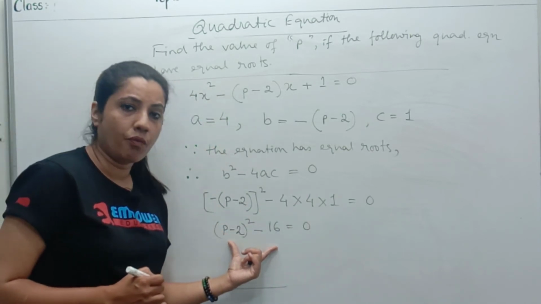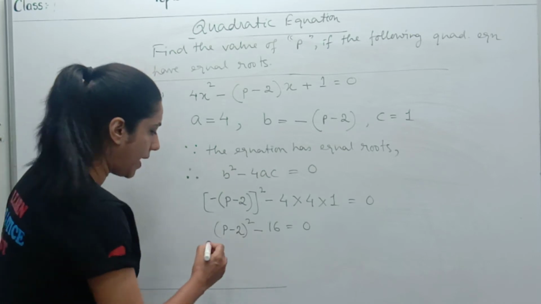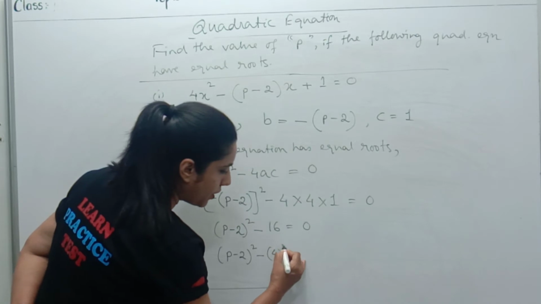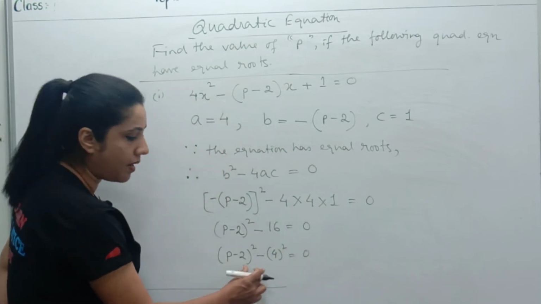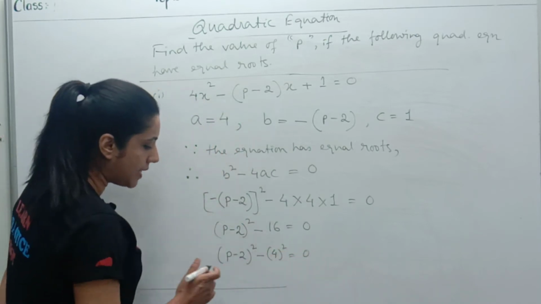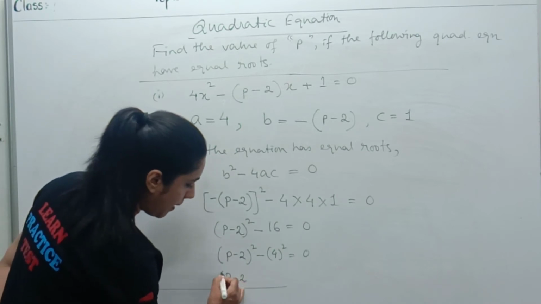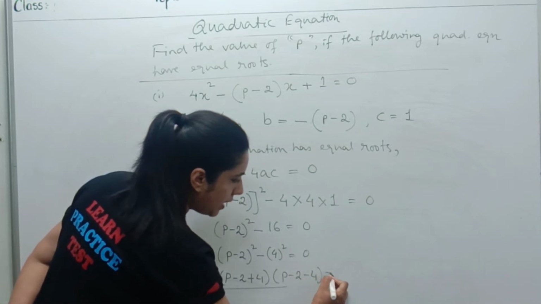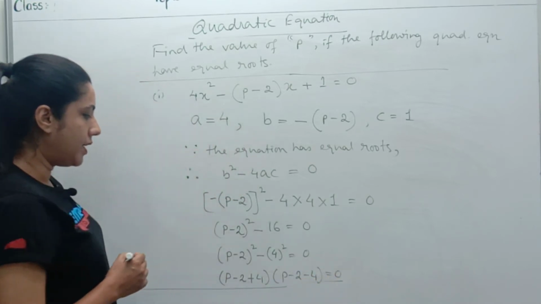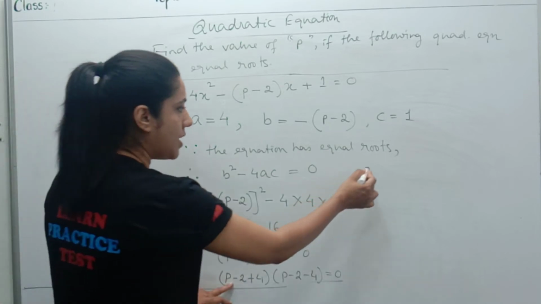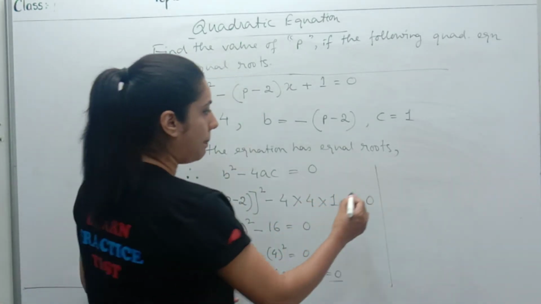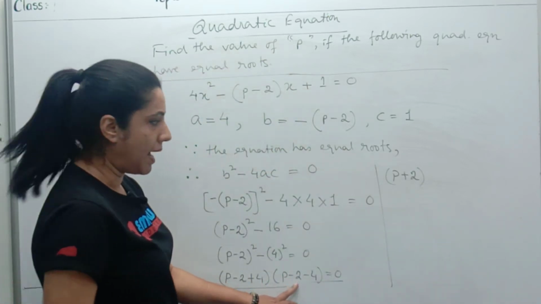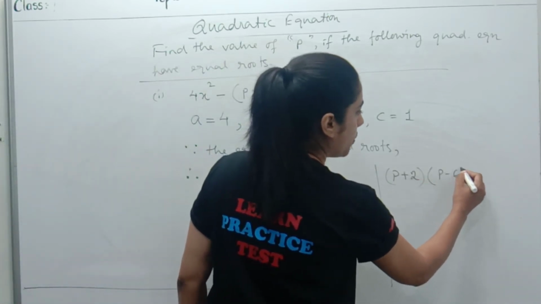We can write this in the form of a square minus b square. This is already my a square. I'll write 4 square here. So I got a square minus b square. The identity for that is a plus b into a minus b equal to 0. Now let us solve this. I'm getting p plus 2 from the first bracket and from the second bracket p minus 6 equal to 0.